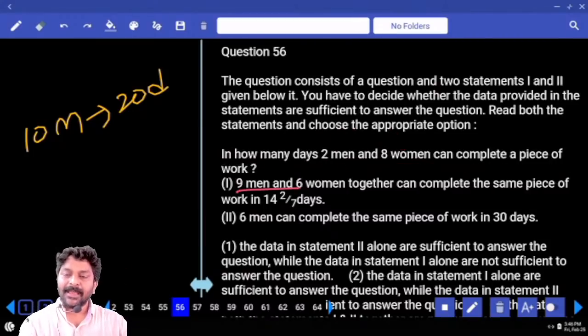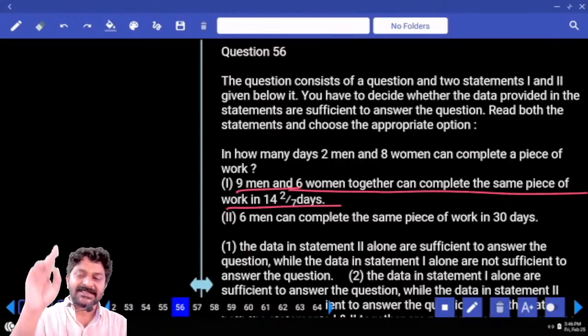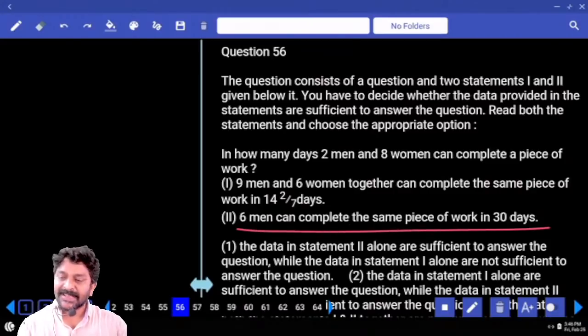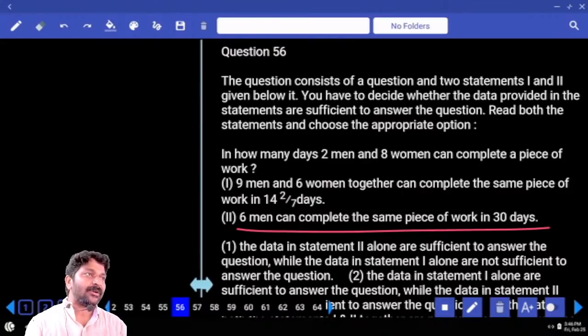Right. 9 men and 6 women together can complete the piece of work in 14 2 by 7 days. Is this sufficient to answer the question? We have data regarding total work from this option, correct? But we don't know the relation between men and women. Understood? So 1 alone is not sufficient. Next, 6 men can complete the same piece of work in 30 days. Using the second information, even here we know information regarding total work, but not the relation between men and women. 2 alone is also not sufficient.